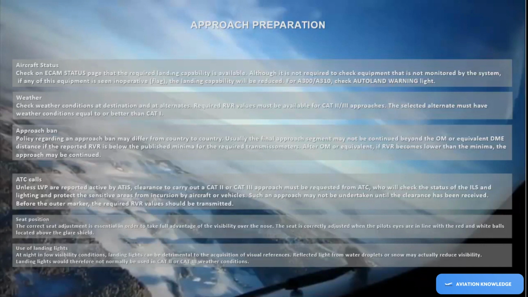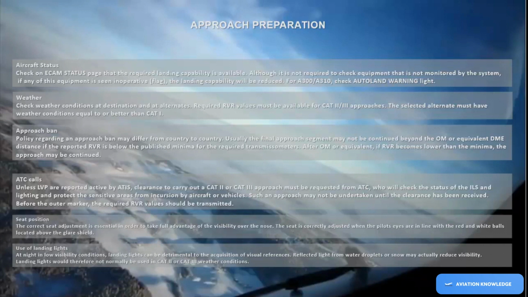Weather: check weather conditions at destination and at alternates. Required RVR values must be available for CAT-2 and 3 approaches. The selected alternate must have weather conditions equal to or better than CAT-1. Approach ban: policy regarding an approach ban may differ from country to country. Usually the final approach segment may not be continued beyond the outer marker or equivalent DME distance if the reported RVR is below the published minima for the required transmissometers. After outer marker or equivalent, if RVR becomes lower than the minima, the approach may be continued.